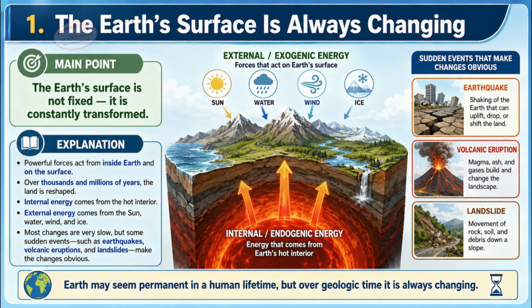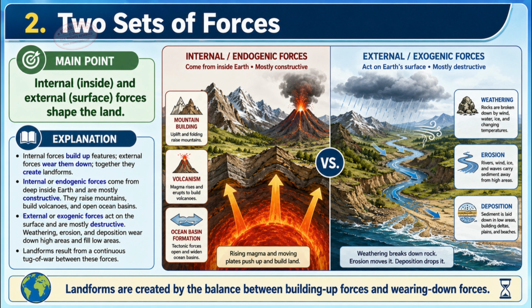remade. Two kinds of energy drive this: internal, endogenic energy from the hot interior, and external, exogenic energy from the sun, water, wind, and ice acting at the surface. Because most of these changes are extremely slow, we rarely notice them, except during sudden events like earthquakes, volcanic eruptions, or landslides. Two sets of forces, internal, inside, and external, surface forces, shape the land.